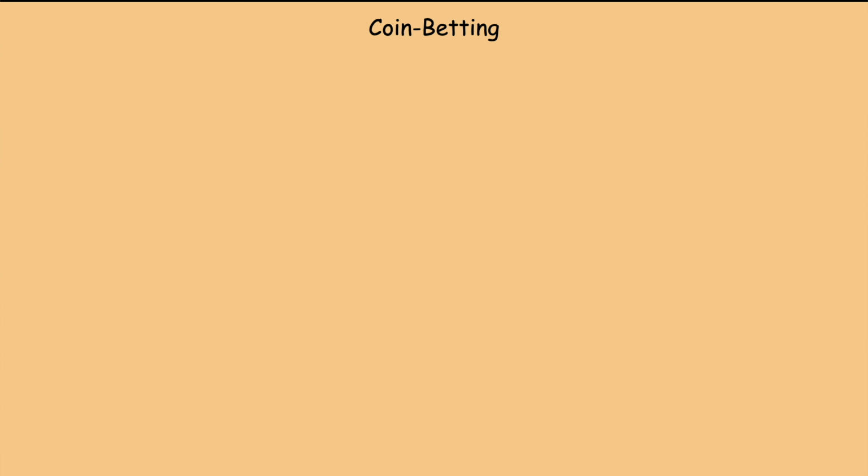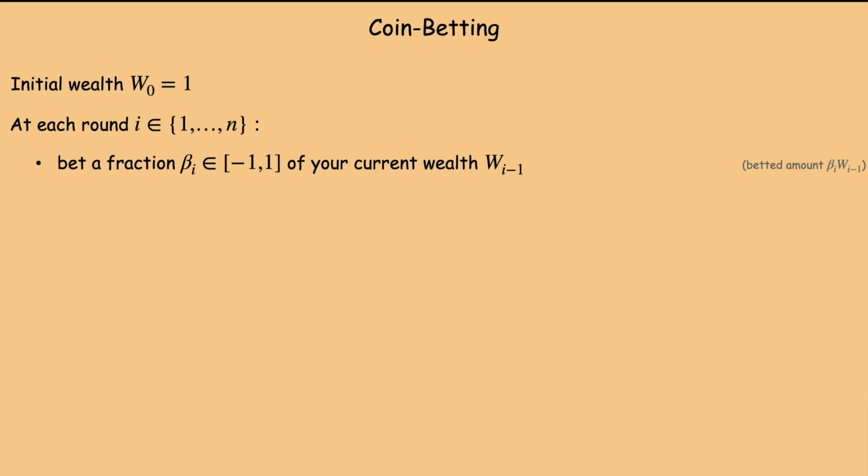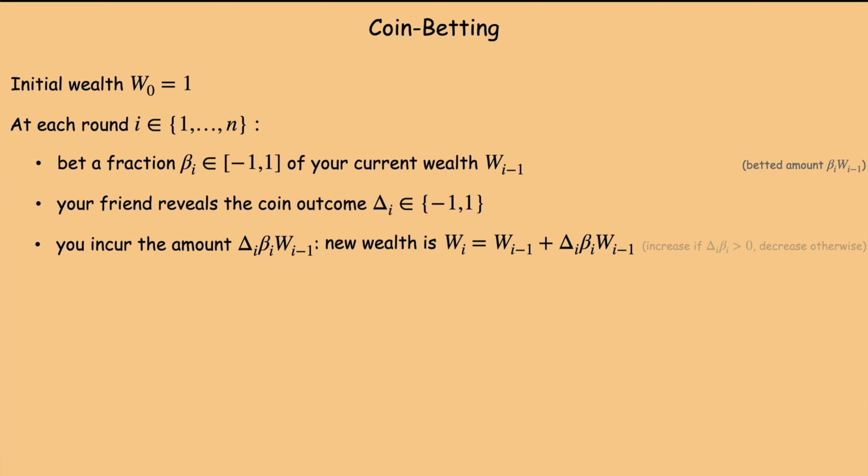In coin betting, you have an initial wealth W0 equal to 1. At every round i from 1 to n, you bet the signed fraction beta i of your current wealth W i minus 1. Your friend then reveals the outcome of the coin, delta i equal to plus or minus 1. And your wealth changes by delta i, beta i, W i minus 1, which is an increase if beta i and delta i have the same sign, and a decrease otherwise.